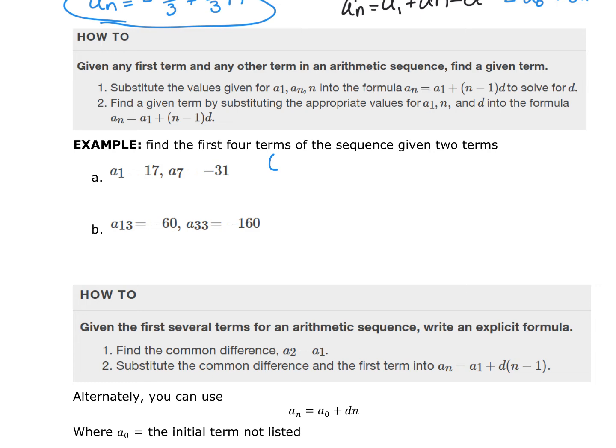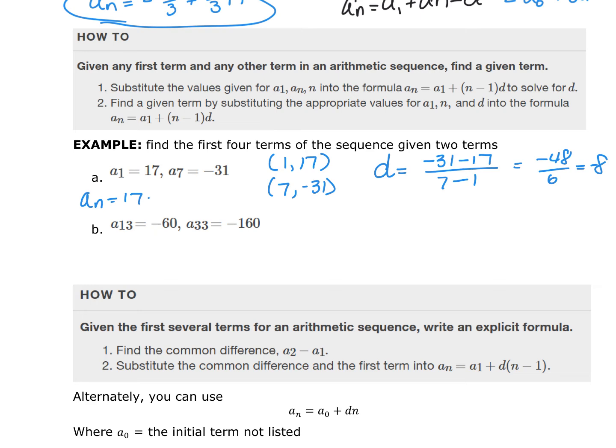And so my first ordered pair would have been 1 and 17, and my second ordered pair would have been 7 and negative 31. So my difference is going to be negative 31 minus 17 over the 7 minus 1. So in the numerator, I'm going to get a negative 48, and in the denominator, I'm going to get 6. So my difference is negative 8. So my a sub n is going to be 17 plus n minus 1 multiplied by negative 8.